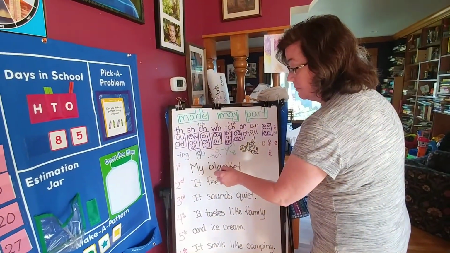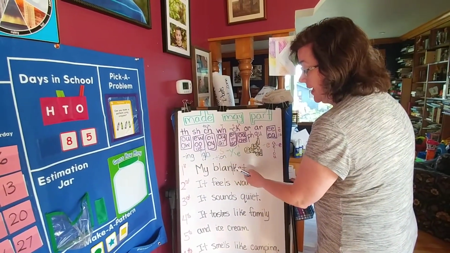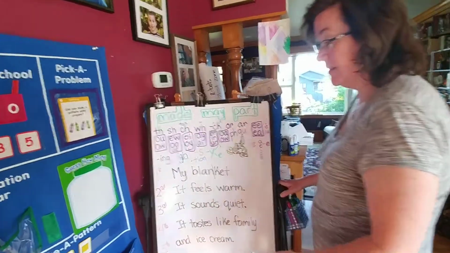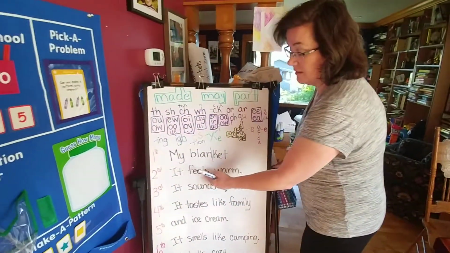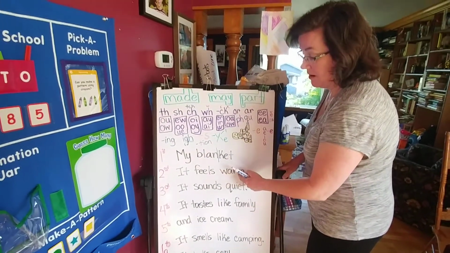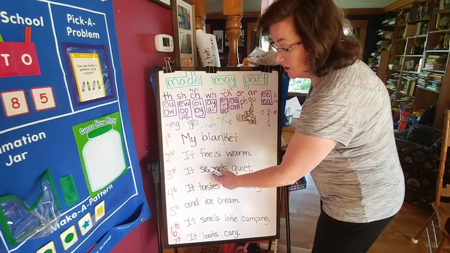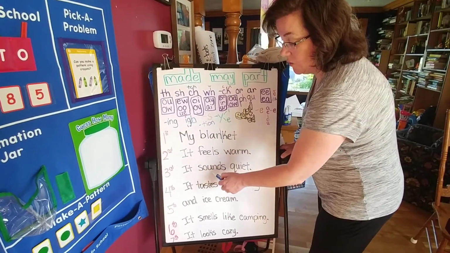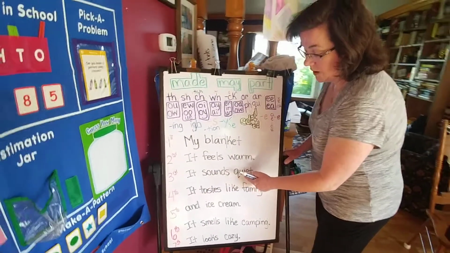So I'm going to, I see a blanket, okay? Sight word it. I see an EE. Feels, warm. It, OU, ow. Sounds, QU, quiet.